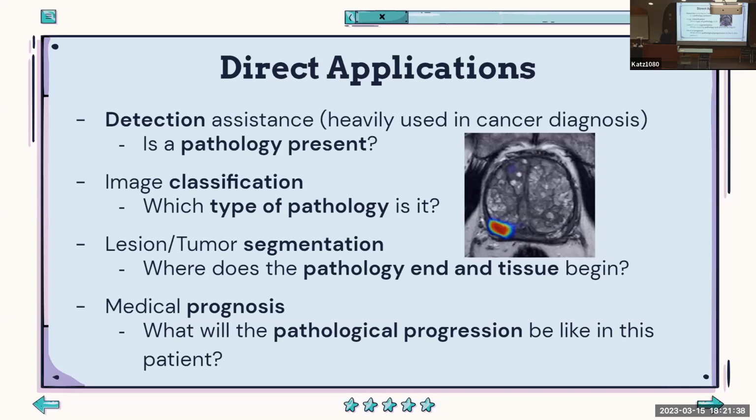The next thing that we can use it for in direct applications is in lesion and tumor segmentation. This is similar to detection assistance, but it's a little bit different. Machines, certain models at least, are able to tell us much more accurately than humans where a tumor ends and where healthy tissue begins. Why is this important? It's important for two reasons.